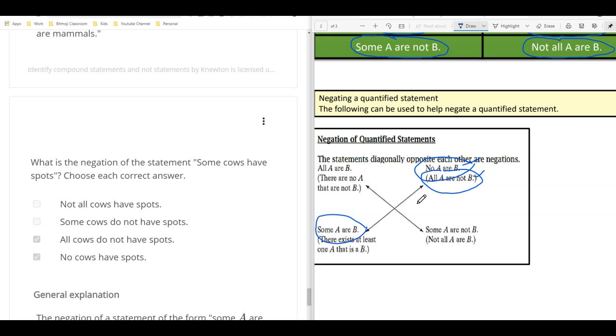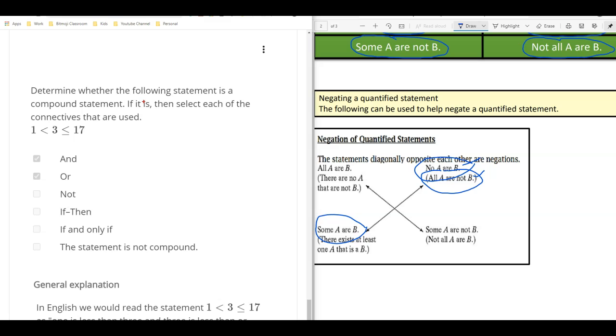Now let's go ahead and tackle some of the conjunctions and we should end this session. Determine whether the following statement is a compound statement. If it is, then select each of the connectives that I used. The easiest way to do something like this is to read it. So 1 is less than 3 and less than or equal to 17. There you go, I have my connectives right here. So read as you write. That way you can find your connectors right away.